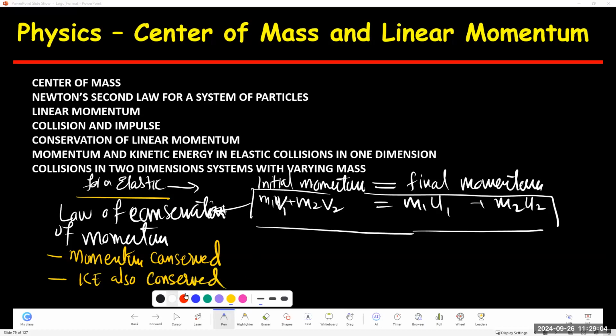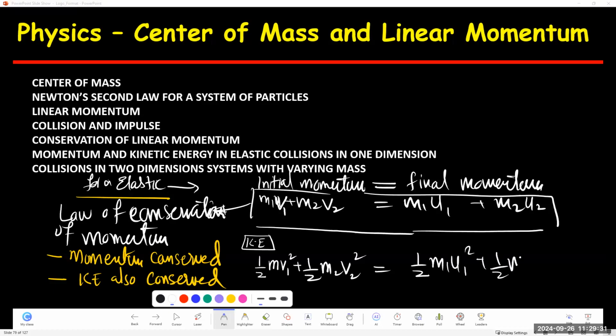So how can I write the equation just like momentum for the kinetic energy? This is momentum. I want to write the equation for kinetic energy for the system. So I'm going to be writing half m1 v1 squared plus half m2 v2 squared. Remember, half mv squared is the KE formula. You can write here half m1 u1 squared plus half m2 u2 squared.